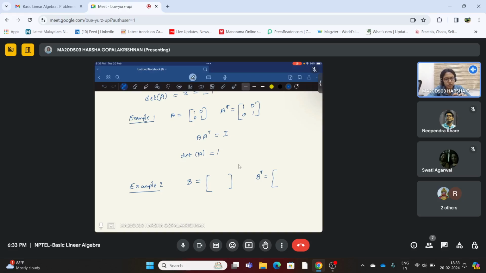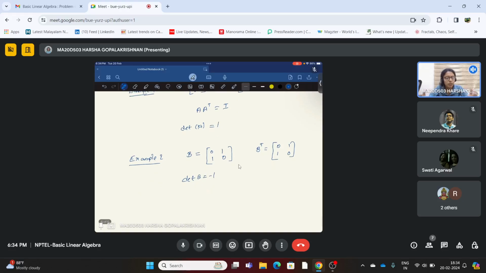Okay, first of all, it should be kind of determinant minus 1. So, no need to think about more complicated things. Minus 1 means if we are taking these two 0, these two 1, obviously it will have determinant minus 1, because 0 minus 1. Determinant of B is minus 1. And the B transpose is also 0, 1, 1, 0. Okay, determinant of B is minus 1.